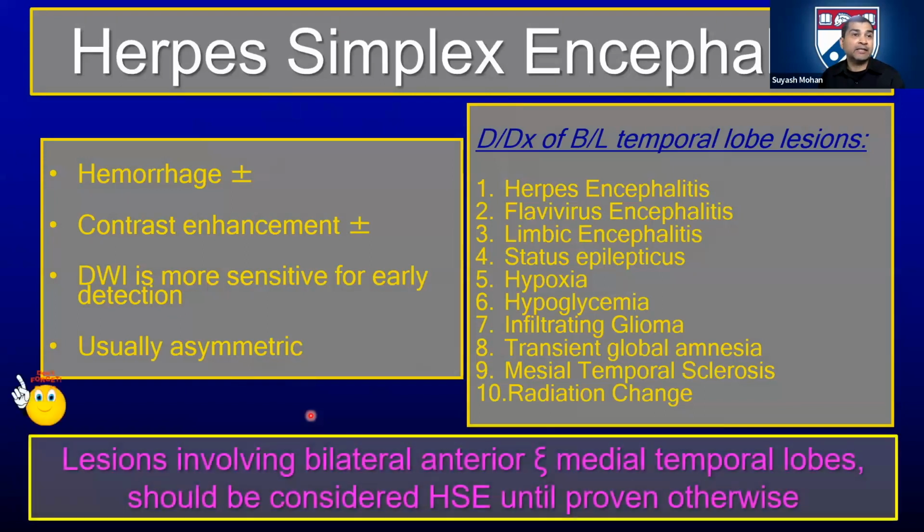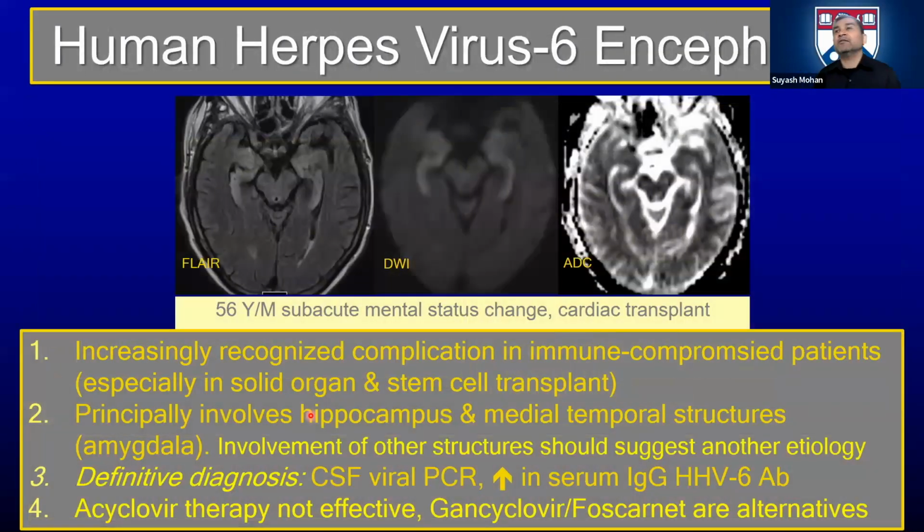All right, next case. Now, if you have symmetric appearing abnormal signal involving the mesial temporal lobe, right? Then you think about HHV6 encephalitis. Again, this is increasing in incidence. This is most commonly seen in patients who have undergone solid organ transplantation, right? So again, keep this in mind, because acyclovir may not work in this kind of encephalitis.